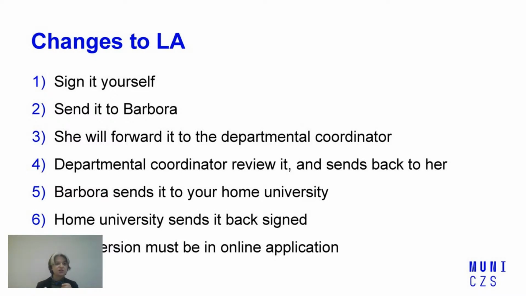So you make the changes, you sign them, you send it to me. I send it to someone else, your department coordinator, right? You have their name on your orientation week ticket, you have their name in your online application. They check that everything's fine, that you can be taking these courses, that you are signed up in them and everything, and they send it back to me. I send it to your home university. Your home university signs and approves everything. And the important final bit is that they send it back to me because we need to have the final document.